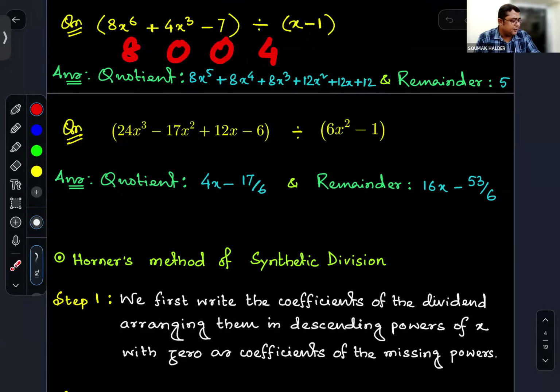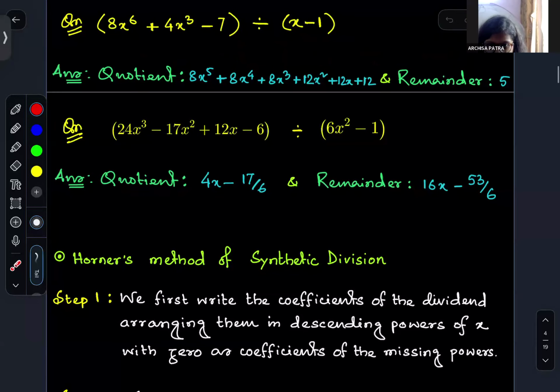Then x cube term is present with coefficient +4. Then degree 2 missing, degree 1 missing. Degree 1 is there with coefficient −7, not 7. Is that okay? So if we perform the first step for the previously done example, we need to mark a list of coefficients appearing as 8 0 0 4 0 0 −7. Is that making sense?